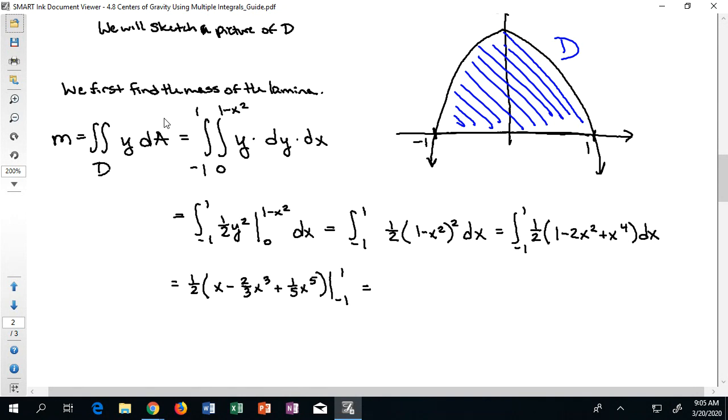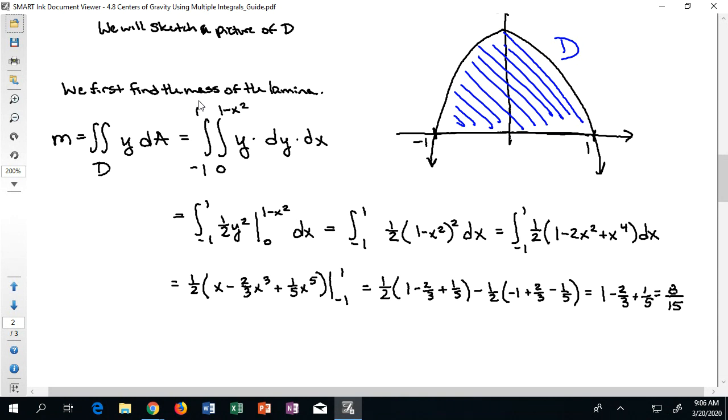Let's see. I think that's going to leave me with, at the end of the day, 1/2 times (1 minus 2/3 plus 1/5) minus 1/2 times (-1 plus 2/3 minus 1/5). I'll notice that if I distribute the negative through in the second set of parentheses, I get all the same values again. So this is really just going to be the same as 1 minus 2/3 plus 1/5. And if I simplify that out, I think I get 8/15. Okay, so I have the mass. You can double check me on that to make sure that I crunched everything correctly, but I believe that's good.